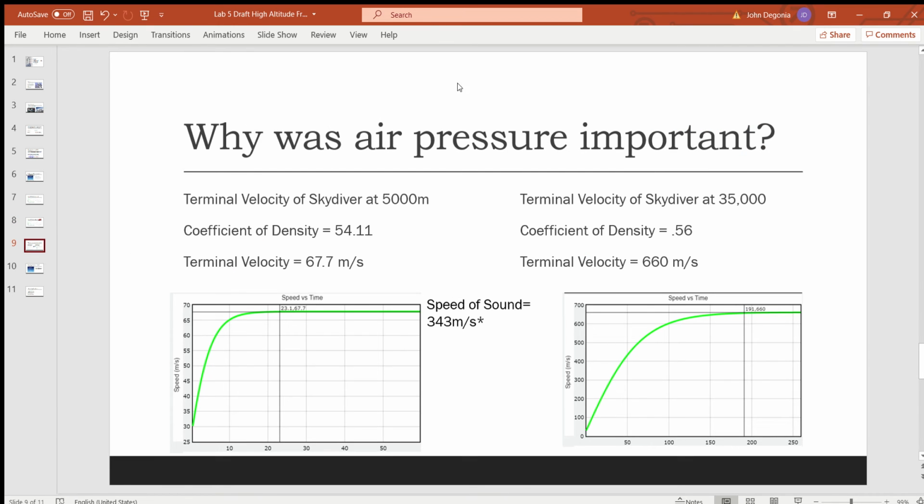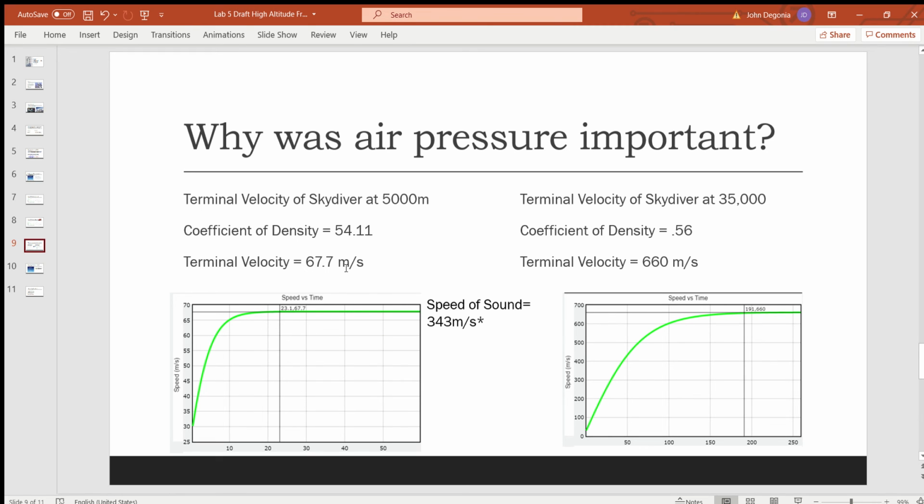So why was air pressure so important? On the left, we've got a model that represents what would happen to the speed if the terminal velocity of a skydiver was just always at 5,000 meters. He's falling, but he's at the same altitude the whole time. And you can see he only reaches a speed of about 67.7 meters per second at that altitude, which you certainly wouldn't want to hit the ground like that.